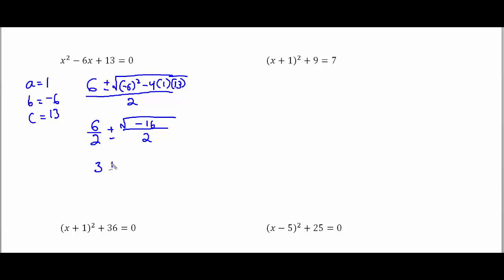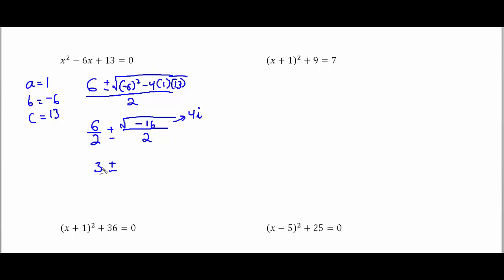So this is going to be 3 plus or minus. This in the numerator becomes a 4i, because I can remove the 6 from 16 and negative 1. I can make that a product of 16 and negative 1. And the square root of 16 is 4. The square root of negative 1 is i.